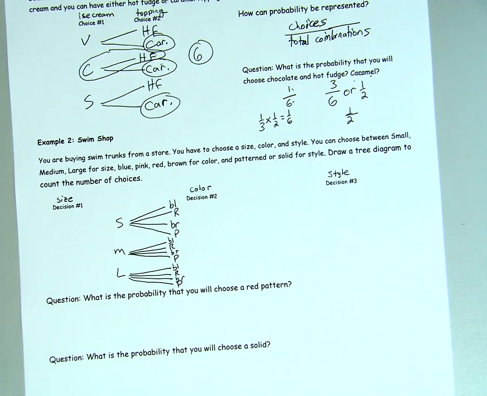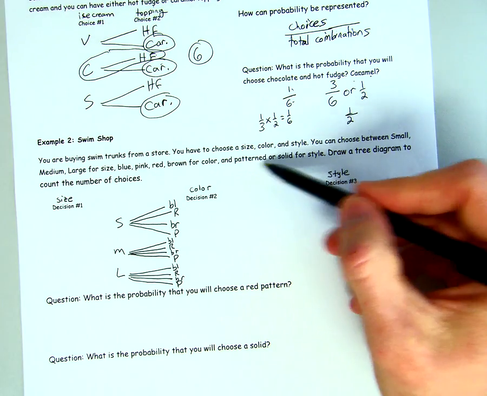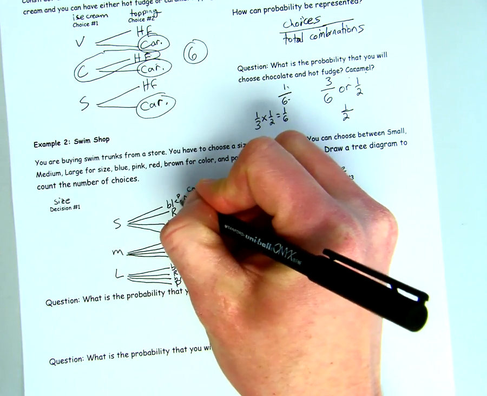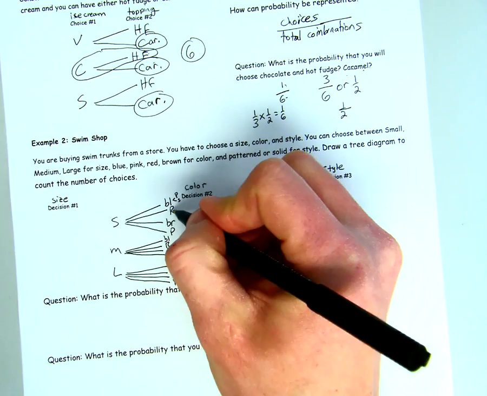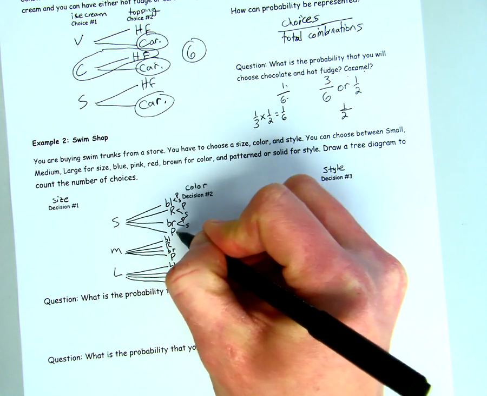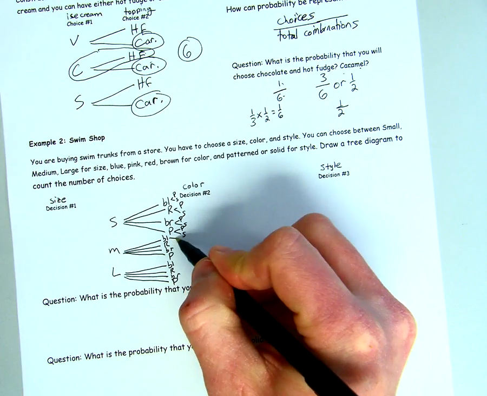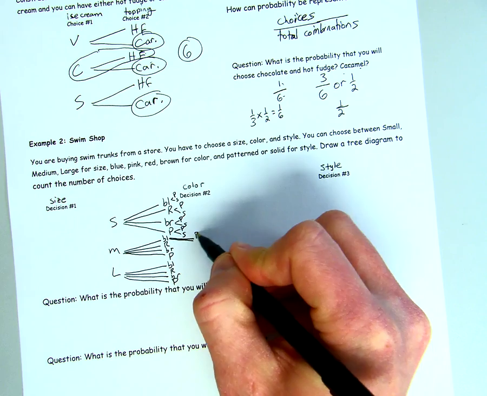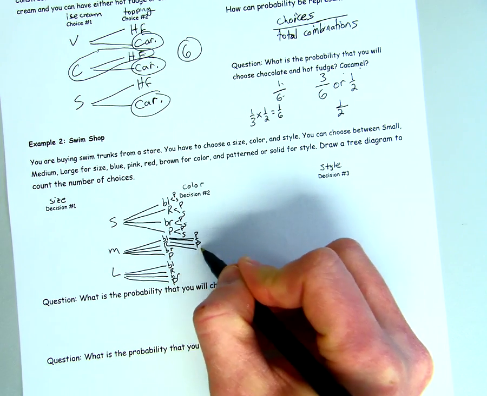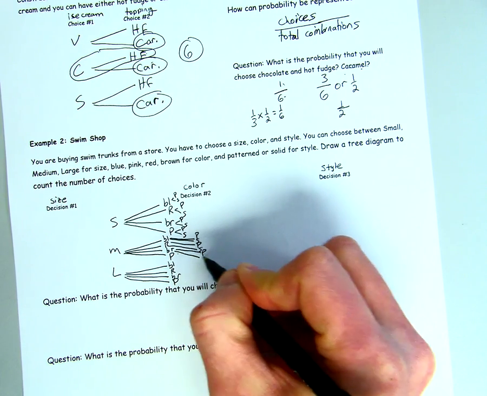Okay. So that's my decision 2. Decision 3 is going to be my style. I can either have a pattern or solid. So off of each one of these I'm going to put 2, pattern or solid. Okay. So I'm going to put a P for pattern and S for solid. And tree diagrams get very squished sometimes. So sometimes you have to draw your lines out a little more. I'm thinking I'm going to run out of space though.